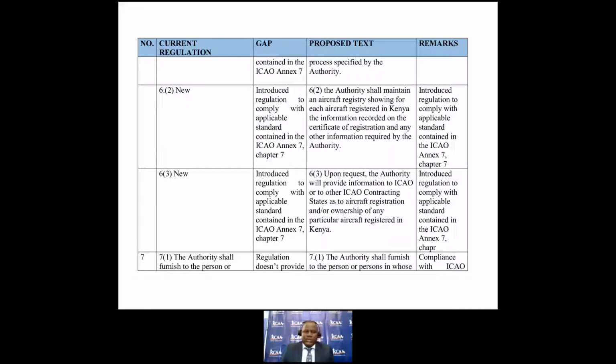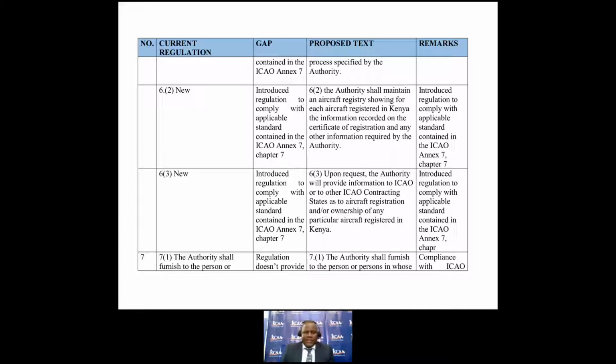We have also introduced Sub-Regulation 3, which is introduced to comply with applicable standard contained in ICAO Annex 7, Chapter 7, and it reads, upon request, the authority will provide information to ICAO or to other ICAO contracting states as to aircraft registration and or ownership of any particular aircraft registered in Kenya.